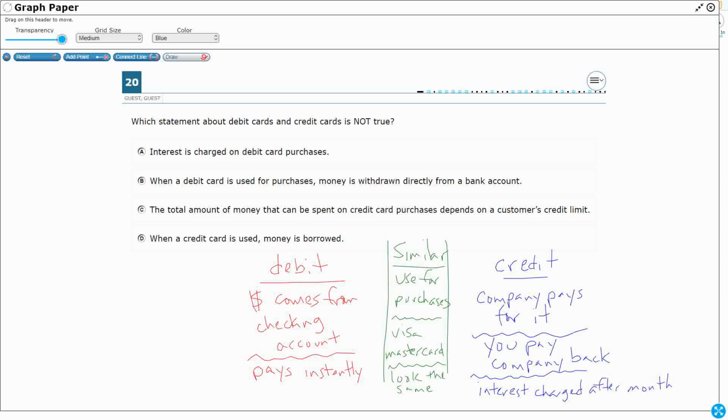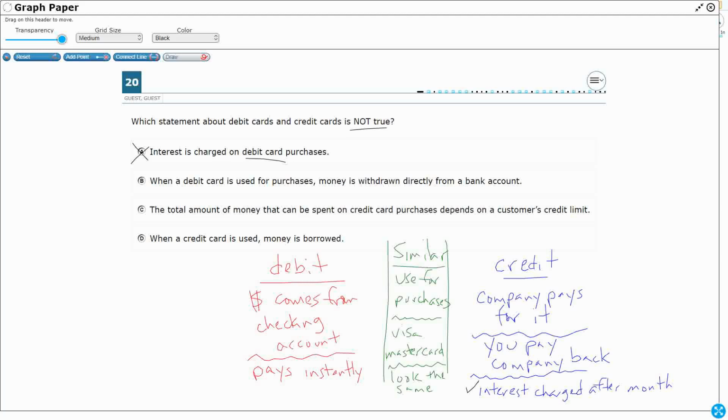All right, so let's take a look at our answer choices here. What do we have? Interest is charged on debit card purchases. Nope. Interest comes over here from credit card purchases only if you don't pay back after a month. If you pay back your credit card at the end of the month, you're good. So this is already looking like my correct answer because I'm finding the one that is not true, which means B, C, and D should be true.